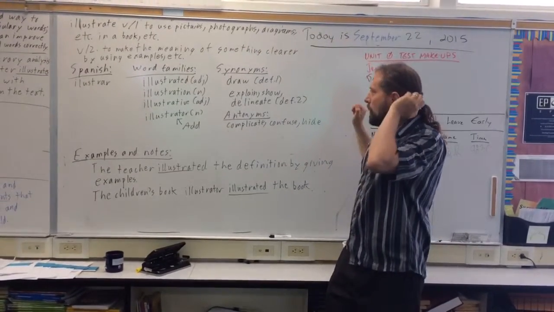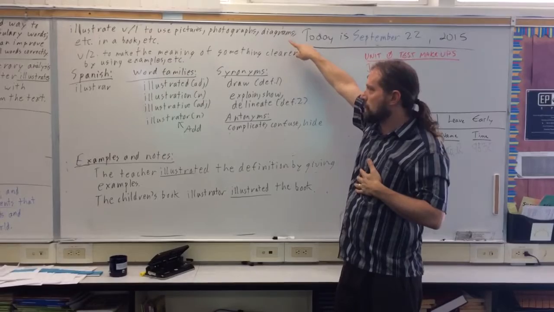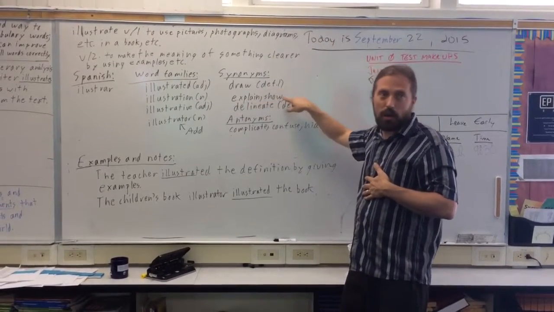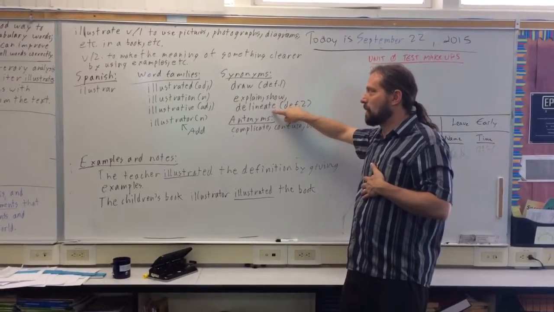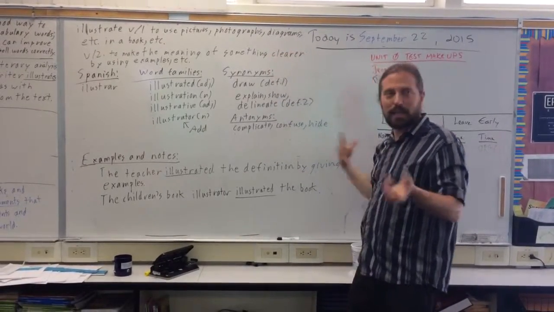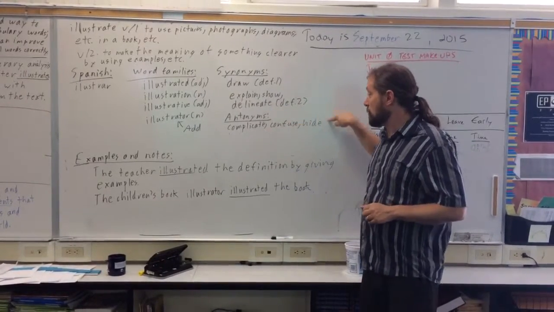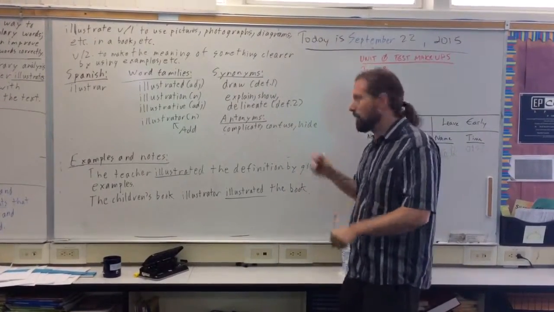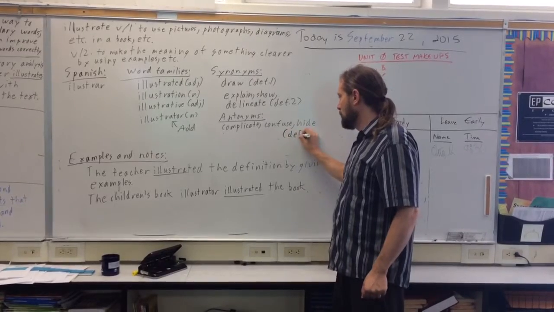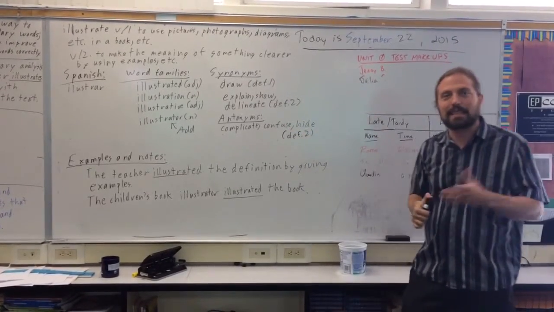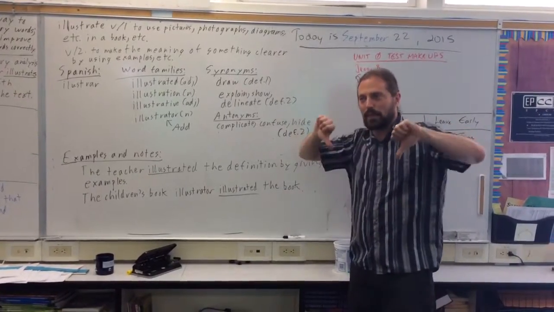And so synonym, draw, for definition 1, like to draw pictures. For definition 2, explain or show. Or delineate is another way to say that, to explain by giving examples. Antonyms for definition 2 would be like complicate or confuse. Because when you illustrate something, you make it clearer. When you complicate it or confuse it, you make it less clear. So those are antonyms, opposites.